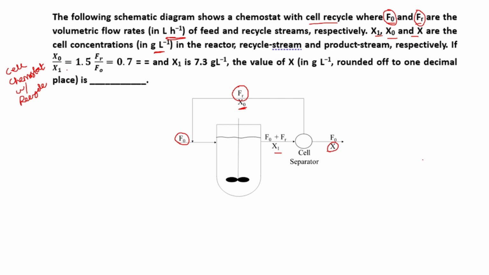You have another condition given, which is x0 by x1 equal to 1.5, and Fr by F0 is 0.7, and it has been said that x1 is 7.3 grams per liter. So you need to find the value of x. So your desired answer is this x. What will be this x?